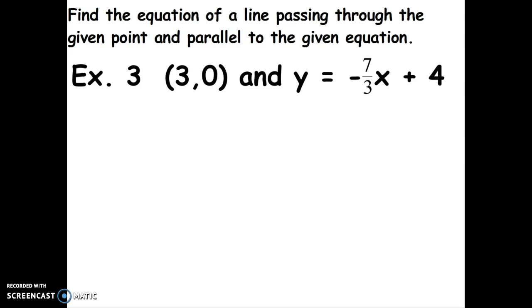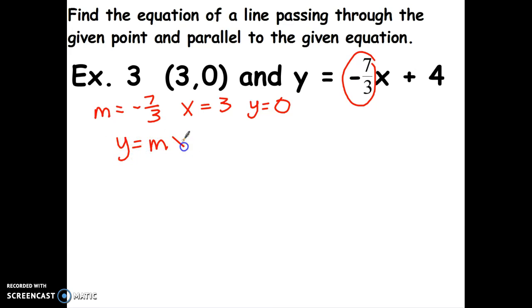All right, now that everyone has had a chance to work through it, I'm going to go through it quickly so that you can check your answer. All right, so our slope, or our m, is -7/3. Our x is 3, and our y is 0. Hopefully you got those three things correct. Now I'm going to go ahead and write my y equals mx plus b and plug everything in. So y is 0, m is -7/3, and x is 3. Bring down my plus b.